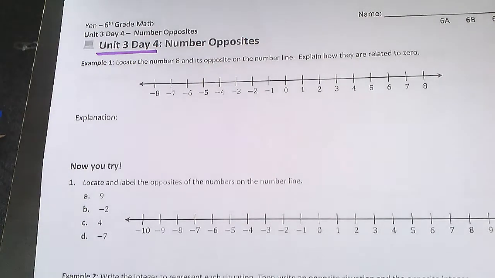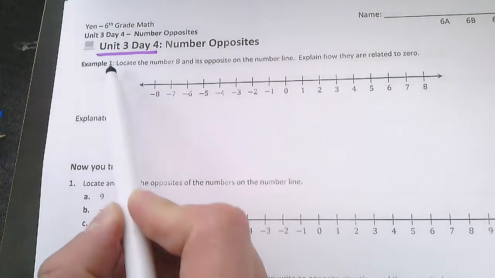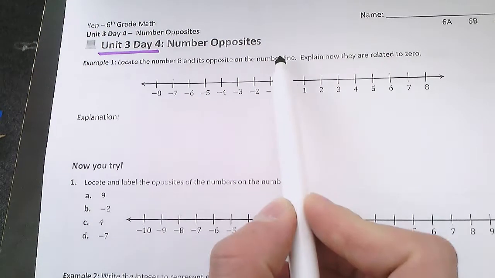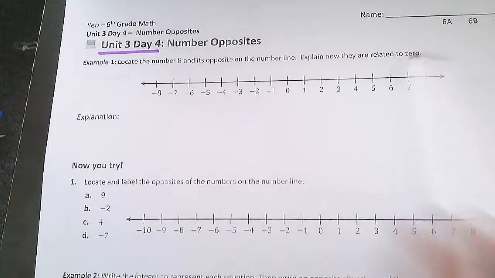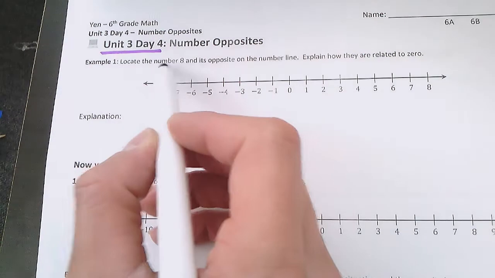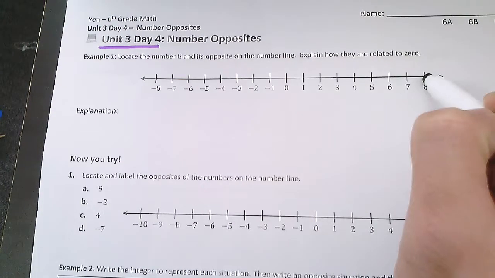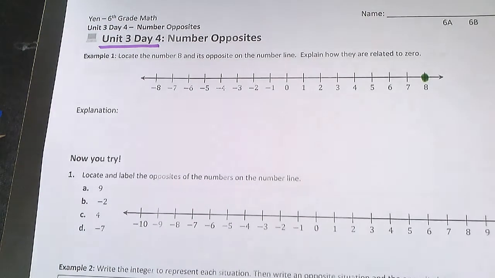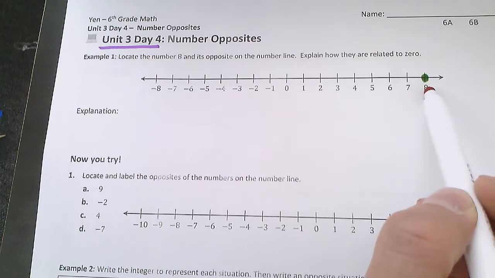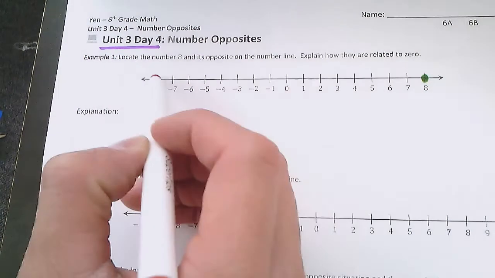So first, to start us off, let's do something we've done before. Let's read the example. Locate the number 8 and its opposite on the number line, and explain how they are related to 0. So let's do 8 first. That's going to be right here. And the opposite of 8 is the negative version of that number. So of 8 here, the negative version is going to be negative 8.